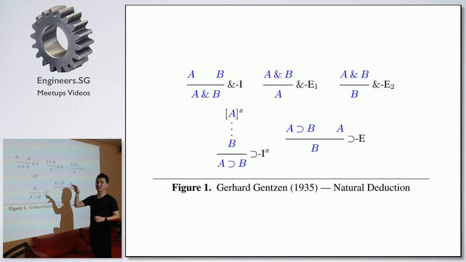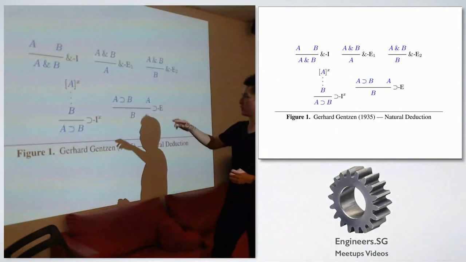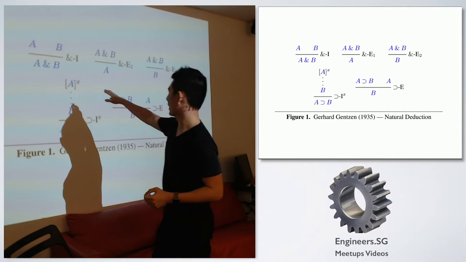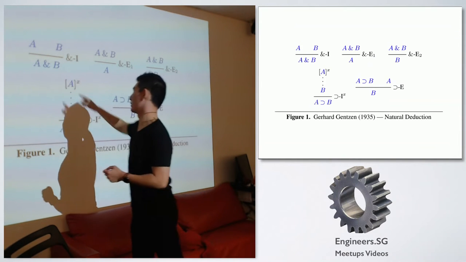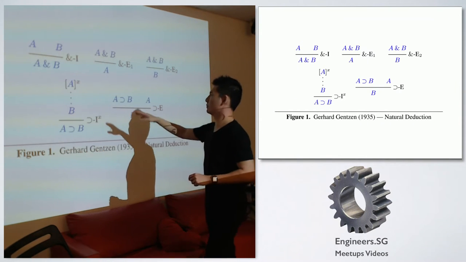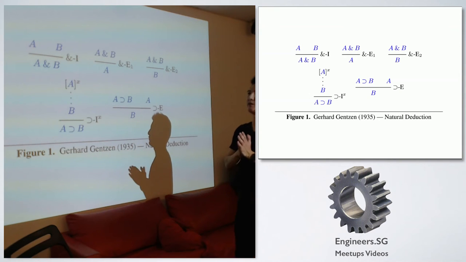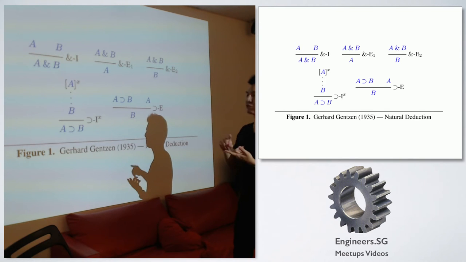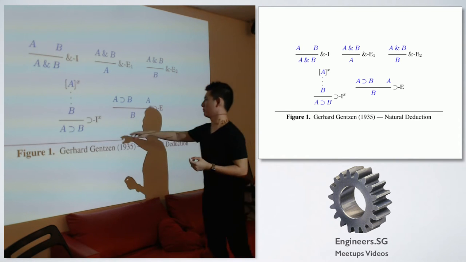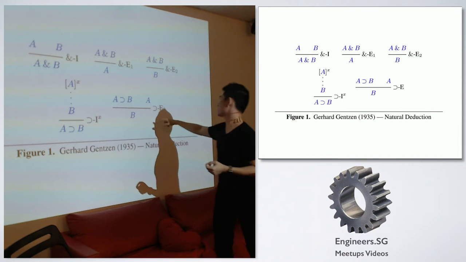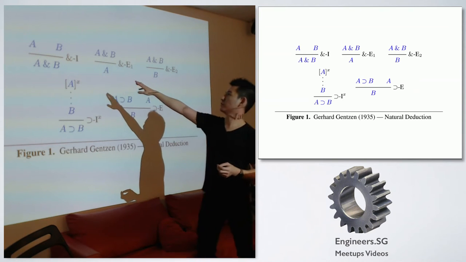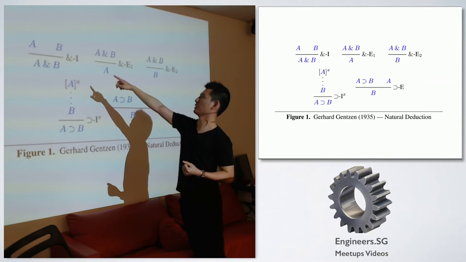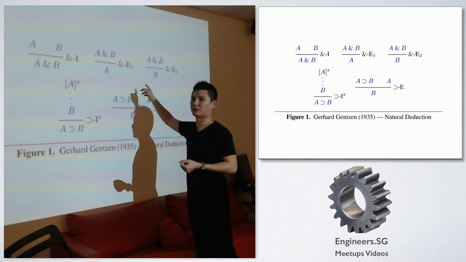So Gentzen actually just focused down to two operations. One of them is the conjunction sign. He used the ampersand. The idea is that for every logical connective, you have an introduction rule and an elimination rule defined by the I's and the E's. So for this one, it means conjunction introduction, and this one means conjunction elimination.